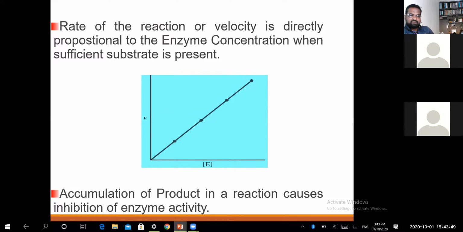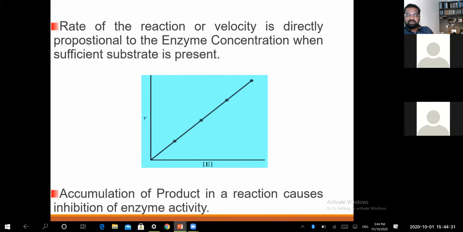Next thing, the concentration of enzymes plays an important role, provided that the substrate concentration is constant. Suppose in a test tube you have added 100 substrate molecules, and if you add one enzyme molecule, what is going to happen? One enzyme will couple with one substrate, convert it to product, then the same reaction will be repeated with the second substrate. And suppose for every substrate it requires 2 seconds, so for converting all these 100 substrate molecules, it will require 2 into 100, 200 seconds.